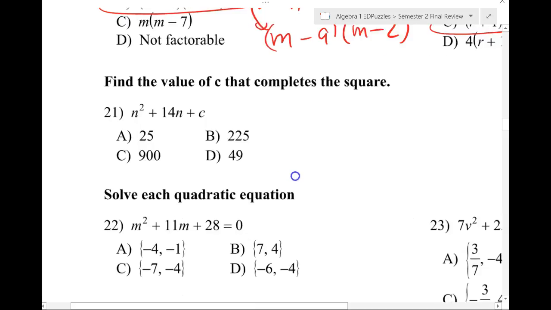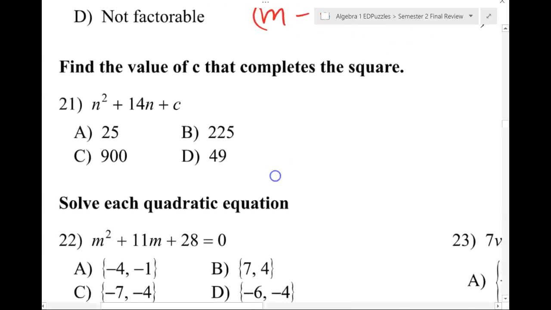Okay. Now find the value of C that completes the square. If you remember when we were solving quadratics, one method was completing the square. To complete the square, the formula was you take the middle number, B, you divide it by 2, and then you square it.